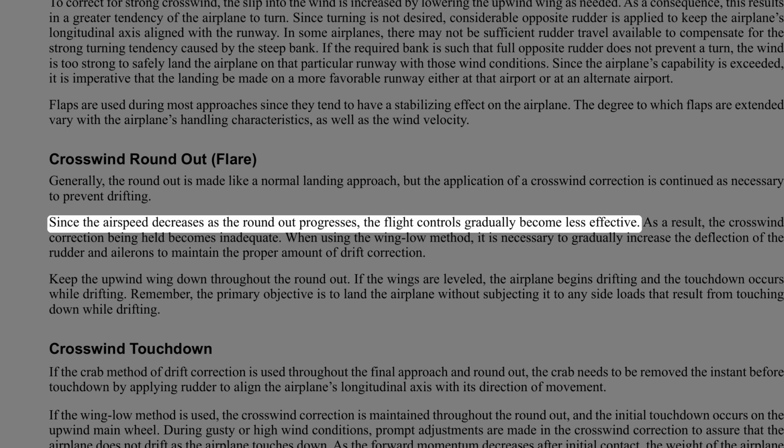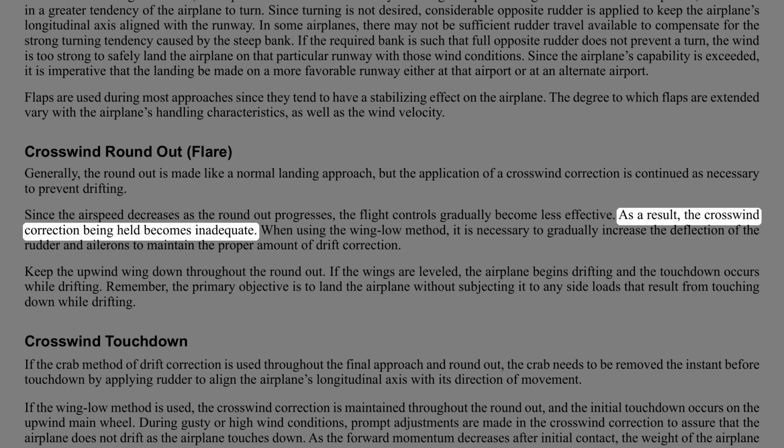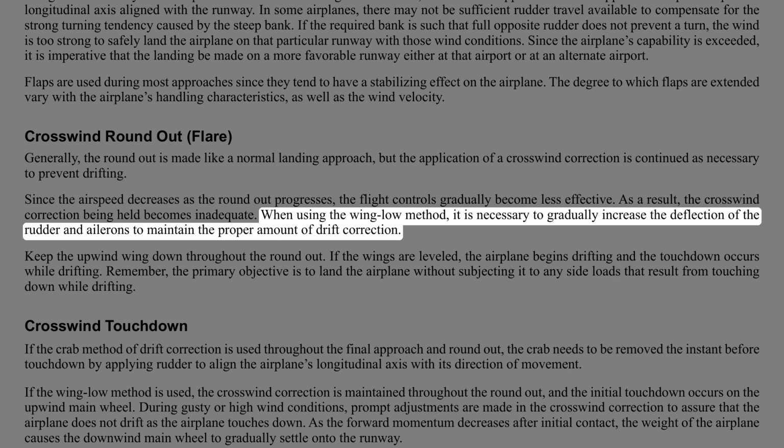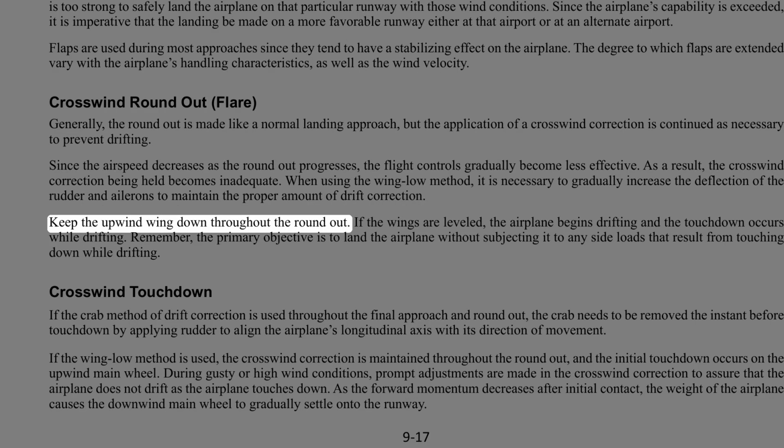Since the airspeed decreases as the round out progresses, the flight controls gradually become less effective. As a result, the crosswind correction being held becomes inadequate. When using the wing low method, it is necessary to gradually increase the deflection of the rudder and ailerons to maintain the proper amount of drift correction. Keep the upwind wing down throughout the round out.